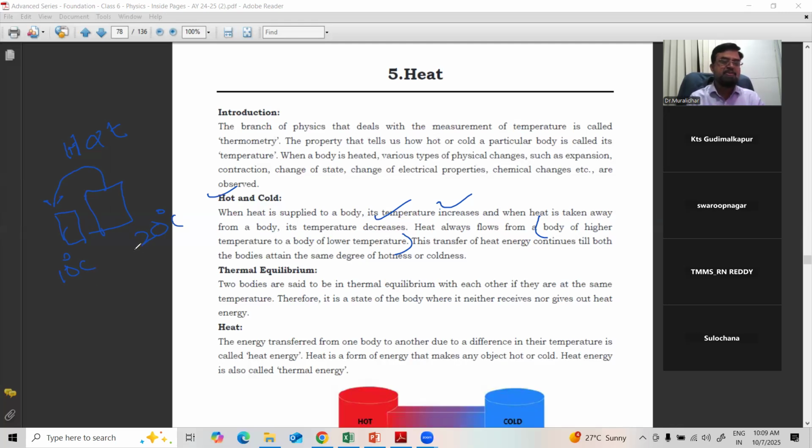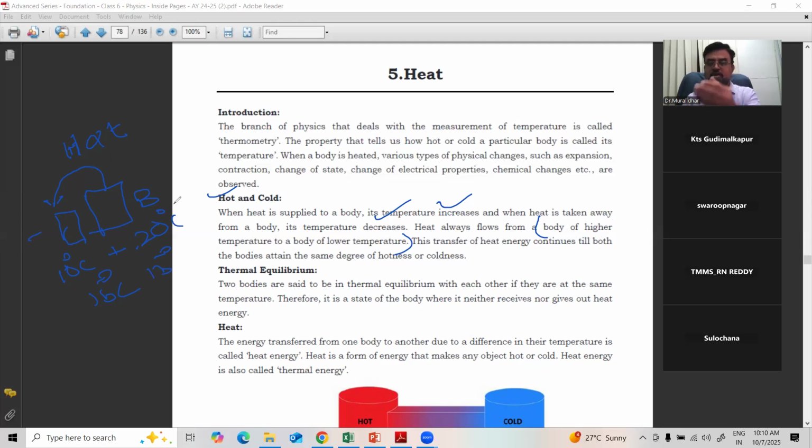See, 10 plus 20 is 30 total. So until they both become 15 and 15. It means 5 degrees will be lost from here and reach the 10 degrees body. So A will gain the heat, B will lose the heat, but both will come to the same temperature. Until both bodies attain the same temperature, heat will transfer from the higher temperature body, or hot body, to the cold body.